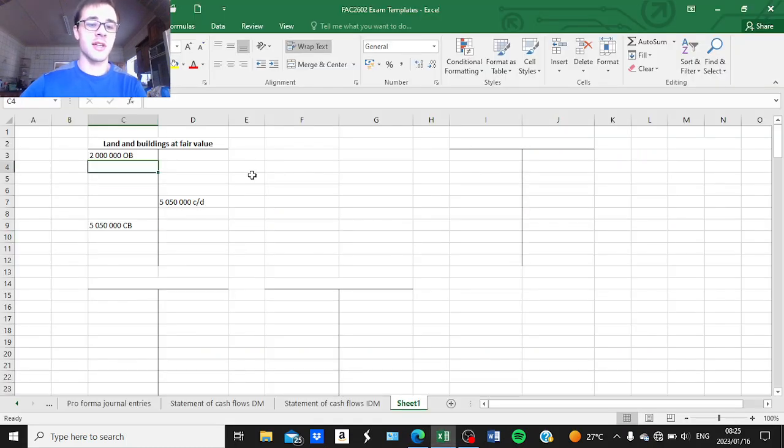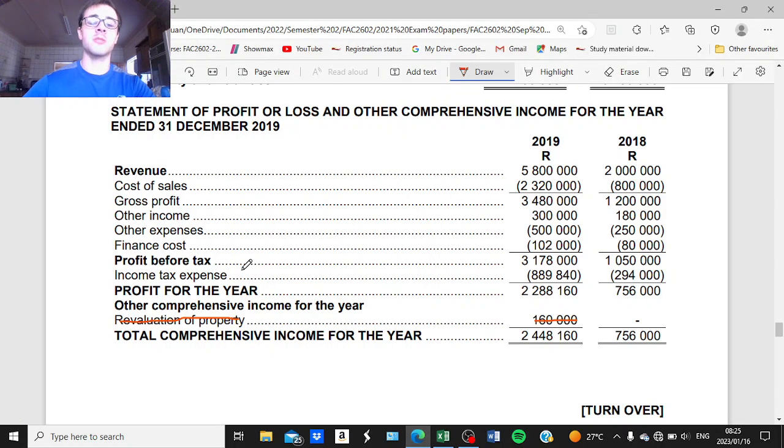So on the debit side of the land and buildings general ledger account, you will indicate the value of the current year's revaluation surplus, which caused an increase in the value of land and buildings, and you will disclose the amount as 160,000. That has been provided in the extract of the statement of profit or loss and other comprehensive income. But let's say this amount was not provided as part of the extract.